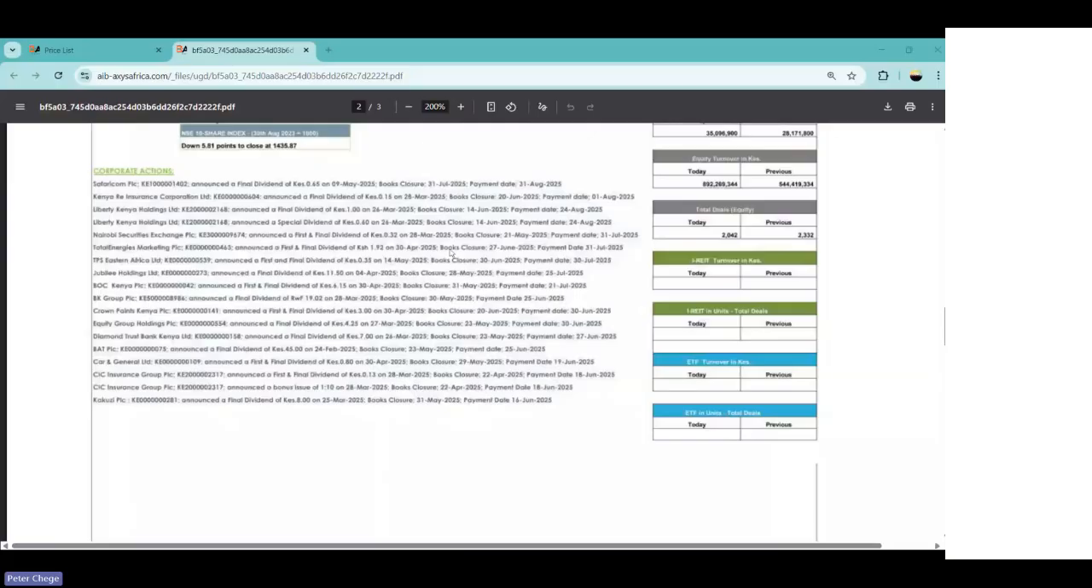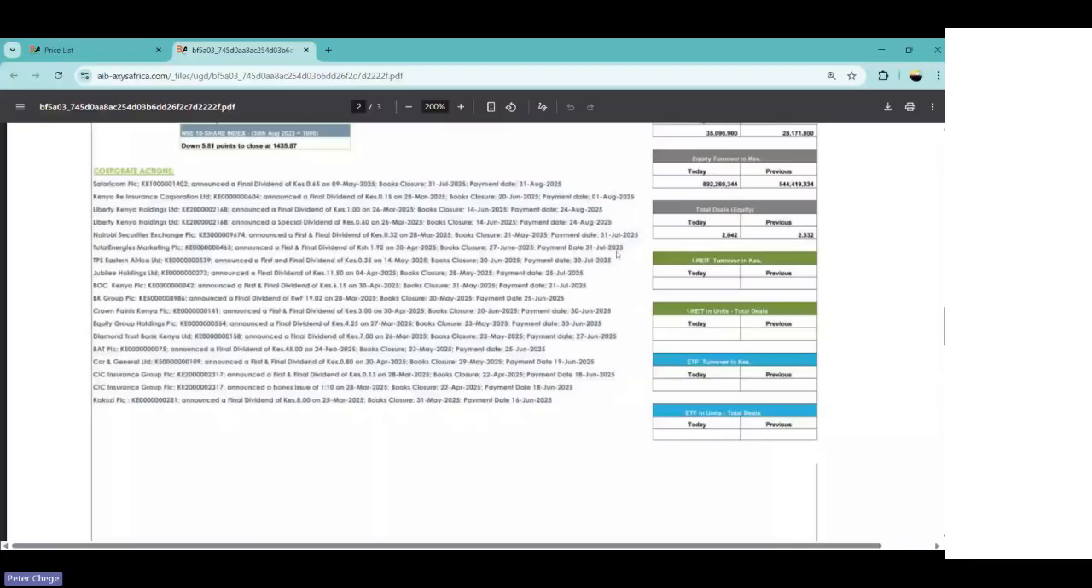Safaricom book closure is on 27th June. So I can buy Safaricom up to 27th June. The Safaricom shares I have, I multiply by 1.92. So if I have 10,000, that's around 19,000. I will be paid on 31st July.